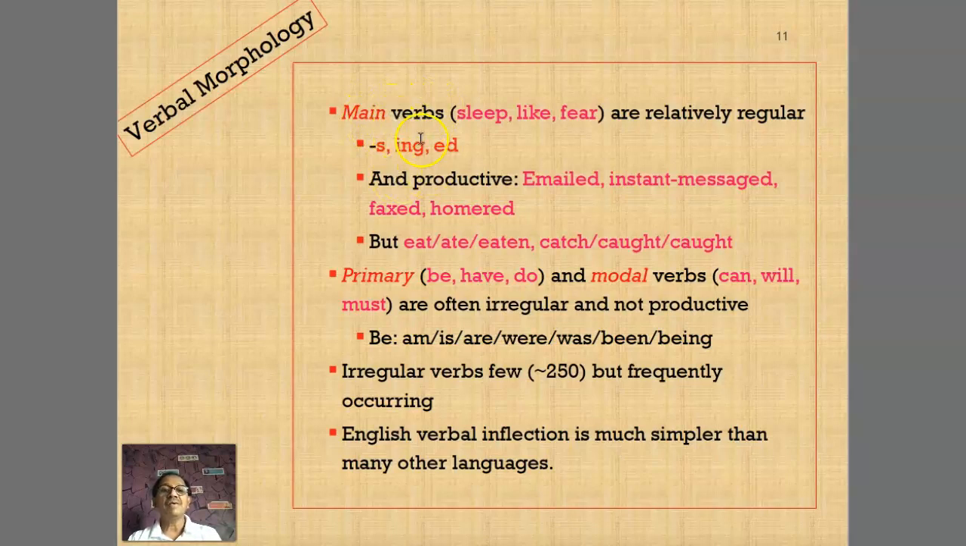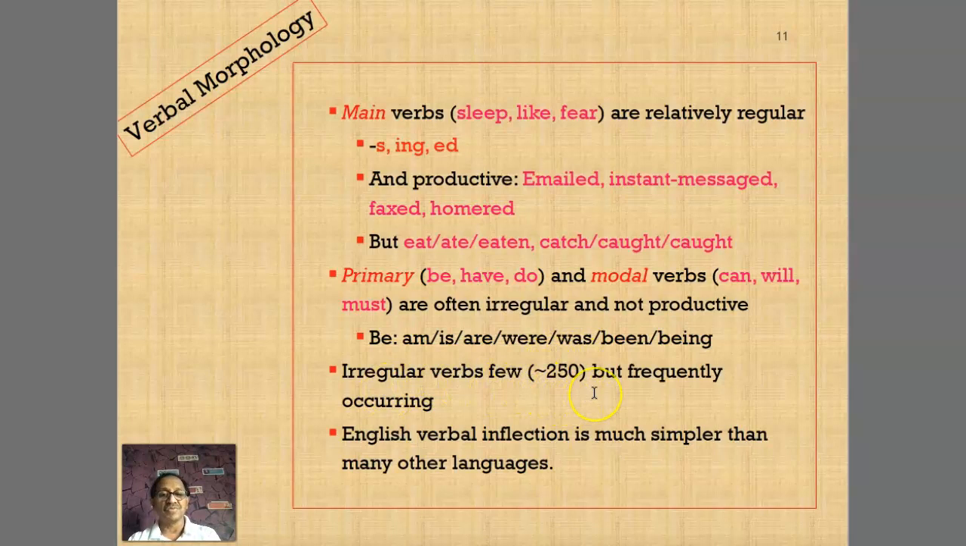But auxiliary verbs are limited. They are fixed in number. You have primary auxiliaries, which are be, have and do, and you have modal auxiliaries like can, will, must. These are all mostly irregular and not productive. That is, you cannot add new auxiliaries to the language. And they are irregular in the sense that, see, the verb be has present tense am, is, are, past tense were, was, past participle been, and present participle being, right? So auxiliaries are irregular in that sense, and they are very few.